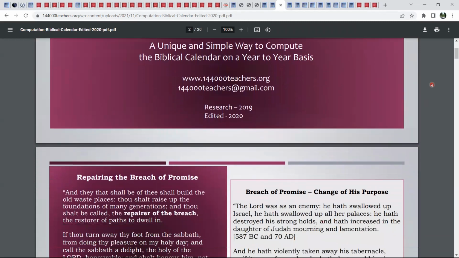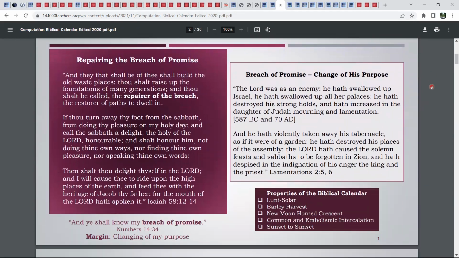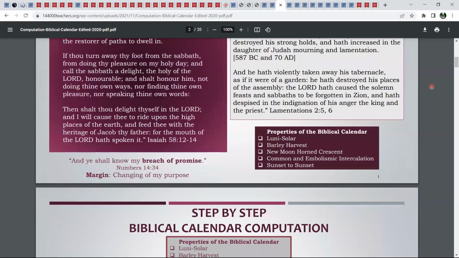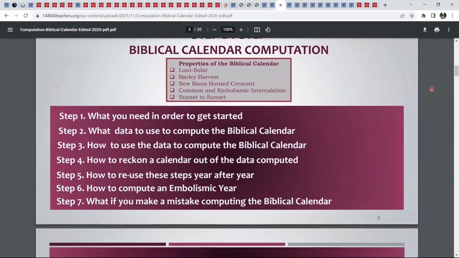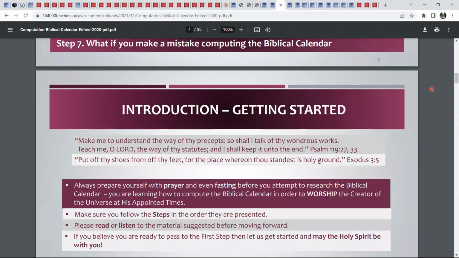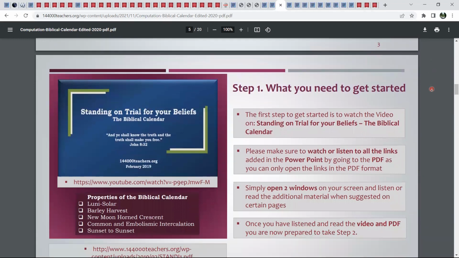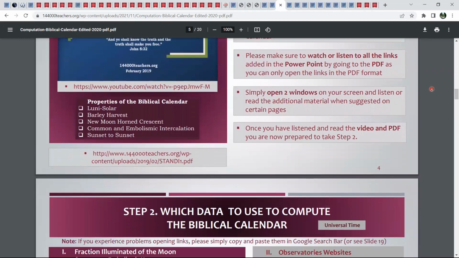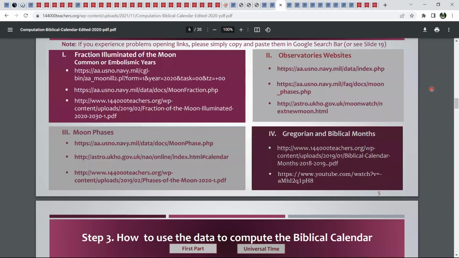And we will not go through it all, but we want you to understand how to calculate the common and the embolismic year. Very, very important, again, based on the same premises of the biblical calendar that we have established in that other video that we recommend you greatly to study, Standing on Trial for Your Belief. So these are beautiful, beautiful videos that you may have missed.